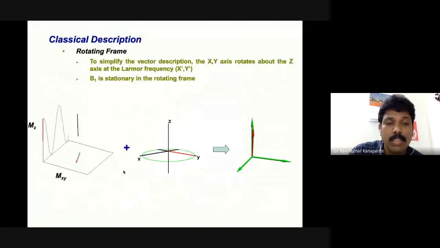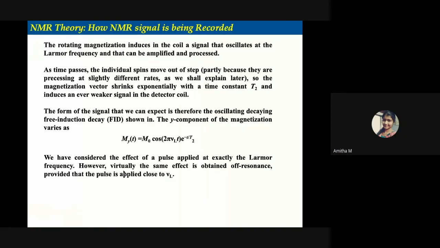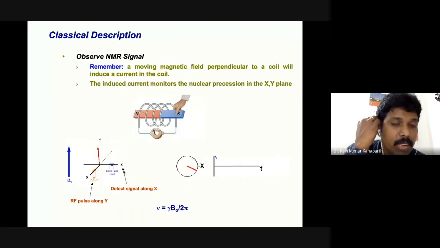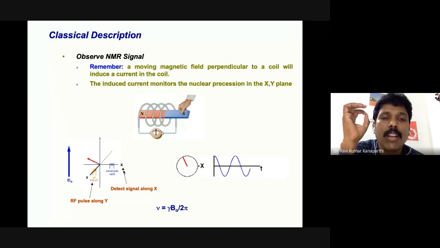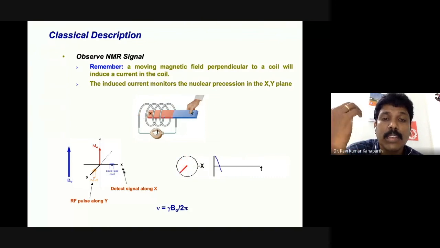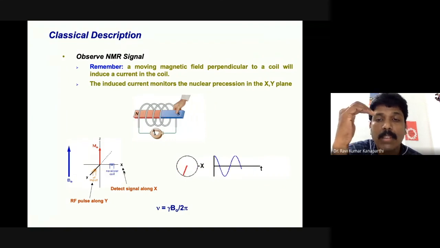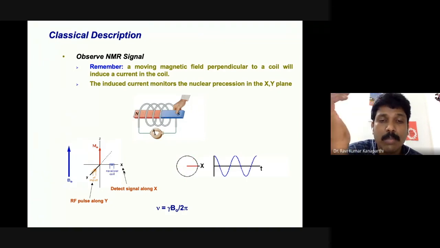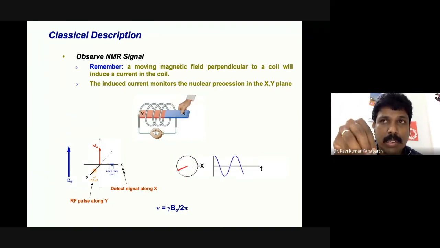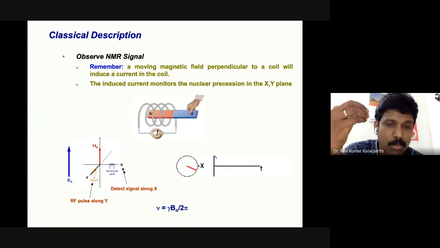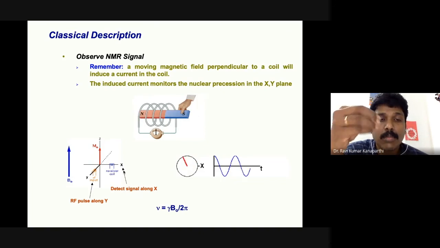There are two coils: one is the x-axis coil, the other the y-axis coil. The x-axis coil is what we call the receiving coil. This receiving coil tries to observe the net magnetization vector, how it is coming back to its original position, back to its thermal equilibrium. What is thermal equilibrium? When you place the sample in the external magnetic field, before applying the radio frequency pulse, that situation is what we call the thermal equilibrium situation.